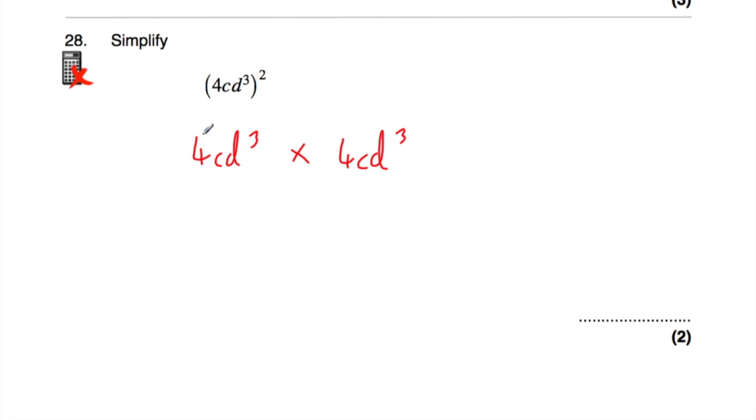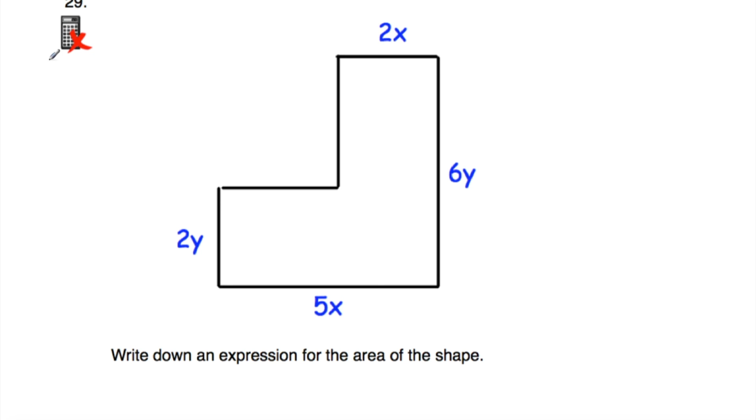Whenever we do that, we get 4 times 4 is equal to 16. c times c is c squared. And finally, d cubed times d cubed, we add the powers, that'll be d to the power of 6. So the answer is 16c squared d to the power of 6. And that's it. Okay, let's have a look at our last question, question number 29.